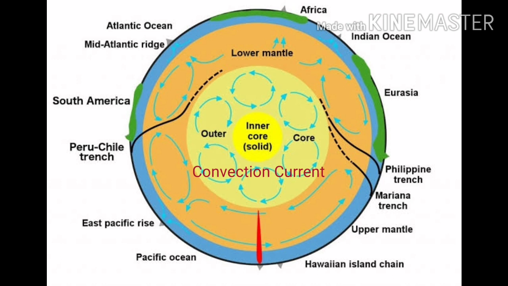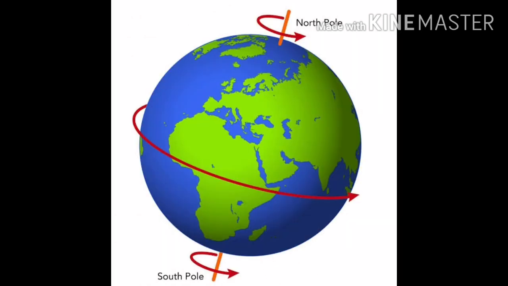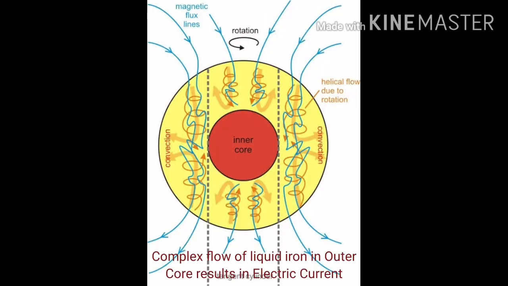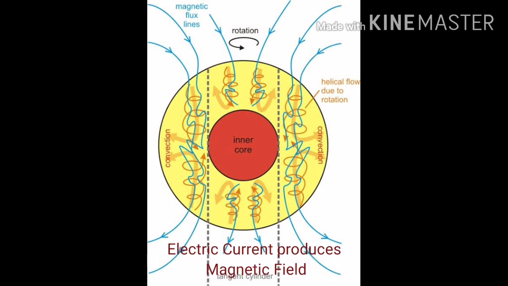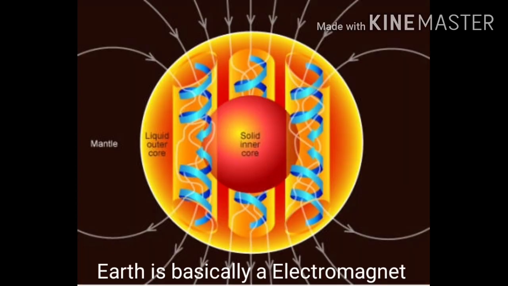Due to difference in temperature of inner core and outer core, there is convection current. The Earth spins around its axis, which also results in swirling of liquid in outer core. This complex flow of liquid iron in the outer core results in electric current. This electric current in turn produces magnetic field. Therefore, Earth is basically an electromagnet.